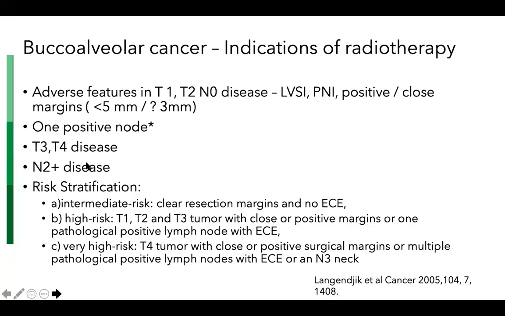We can also risk stratify, and this is actually not only for buccal mucosa, but this is for all head and neck cancers when we are doing post-operative radiotherapy. So this is a 90% chance of local control, 80% chance of local control, and this is just under 70% chance of local control.